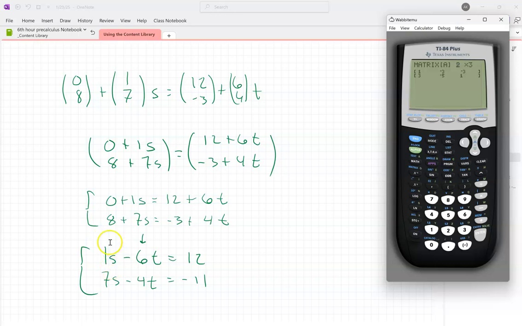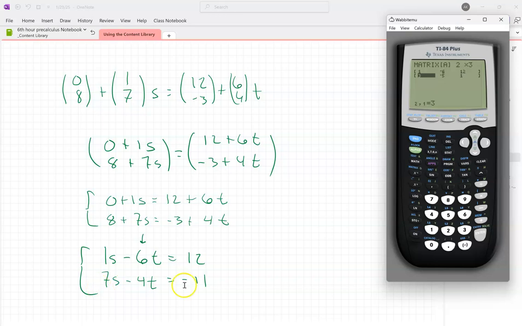So the matrix that we have has 2 rows because it has 2 equations and has 3 columns, one for the S's, one for the T's, and one for the constant. So we need a 2x3 matrix. I just type the number 2 and press enter and the number 3 and press enter. Or if it's already there, you can just scroll past that stuff. And then I'm going to enter in just the coefficients for my system. So I'm going to type 1, -6, and then 12 on the first row. So I press 1, enter, -6, enter, and then 12, enter.